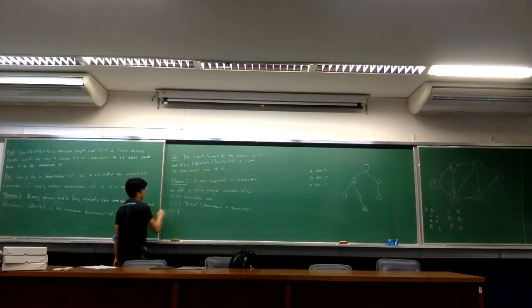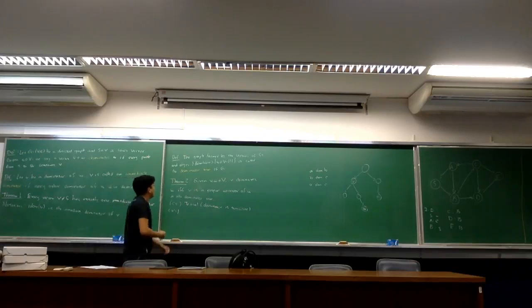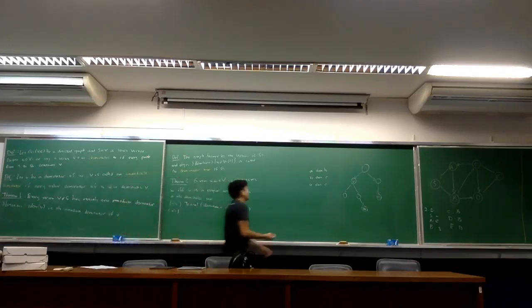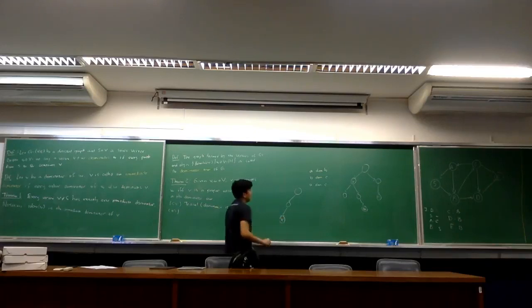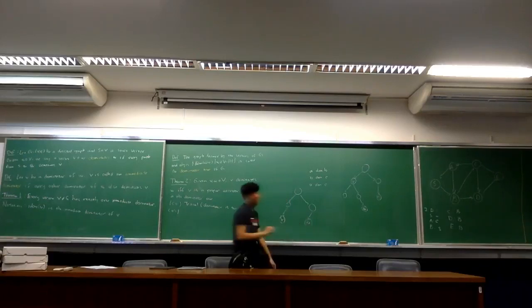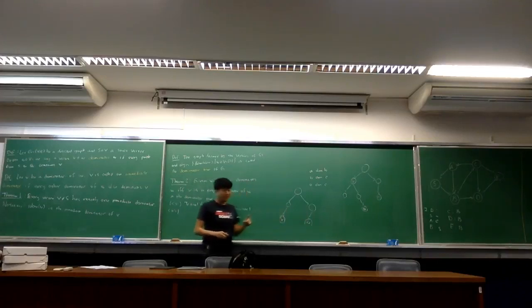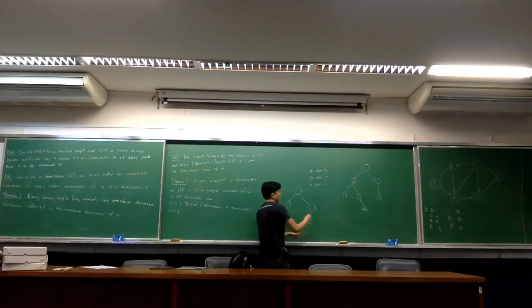So now, suppose that V dominates W, and we have to prove that V is an ancestor of W. Suppose that's not the case. So we have some vertex V, and W is in a different subtree. And we know that V dominates W. But why can this not happen? Well, V dominates W, and this guy is the immediate dominator of this guy.